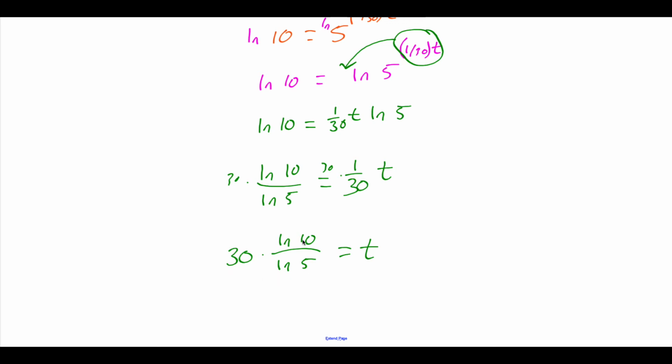Now we should be able to type that whole left-hand side into our calculator. And if we do that, going out to 3 decimal places, we're going to get 42.920. So we can say that approximately 43 days after May 1st, our population is going to hit 100.